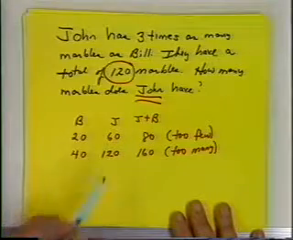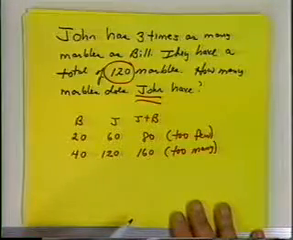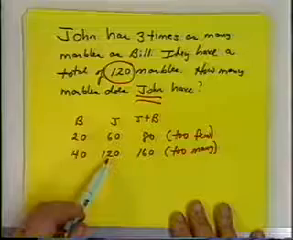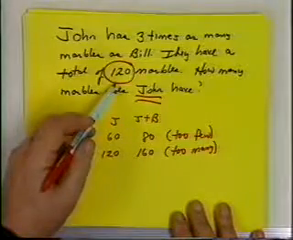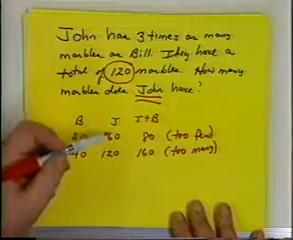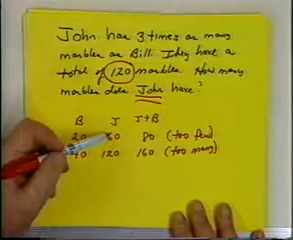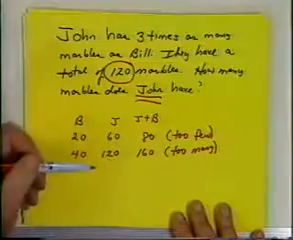So if Bill had 40, John would have to have 120. But if Bill had 40 and John had 120, altogether they would have 160, not 120. So now this guess is too big. What does that tell me? That John has to have more than 60 marbles, but less than 120.